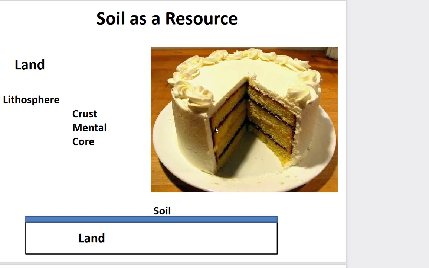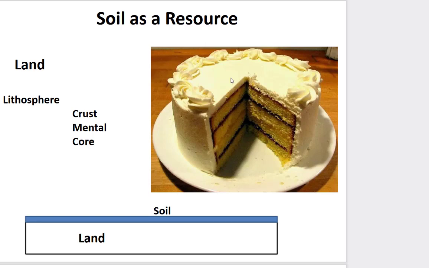Actually, land is the solid part of this earth. This solid part is also known as the lithosphere, and the lithosphere is constructed with three different layers. The inner part of the earth is known as the core, the middle part is known as the mantle, and the topmost layer of the lithosphere is known as the crust. These three layers construct our lithosphere, and the composite word for it is land.